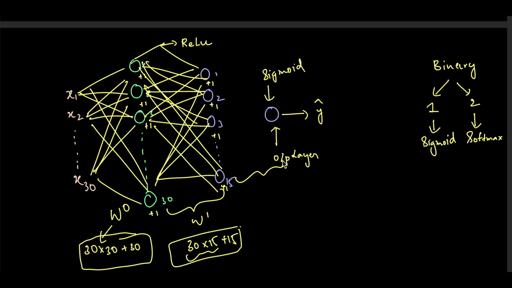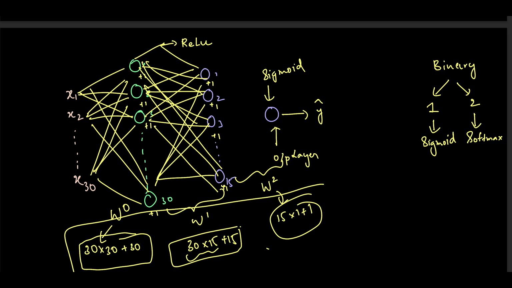And similarly, between this hidden layer 2 and the output layer, we'll have W2, and the number of weights in W2 is 15 into 1 plus 1. So this will be the total number of weights that we have.